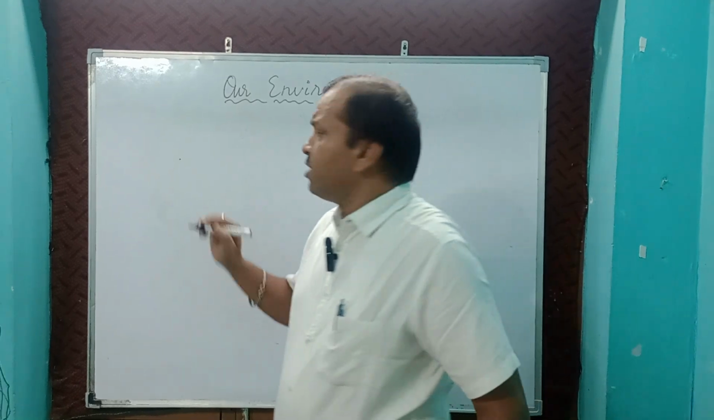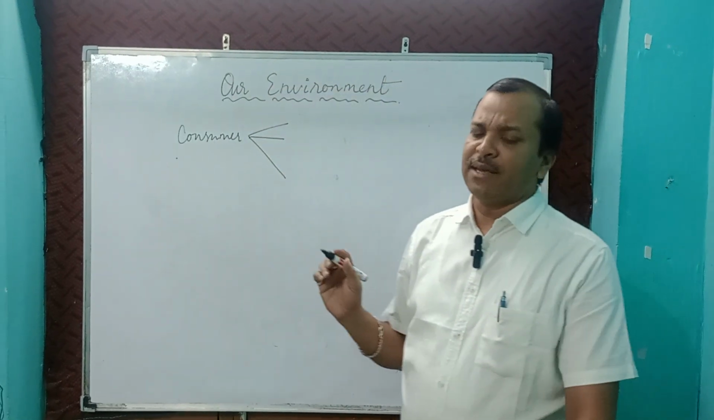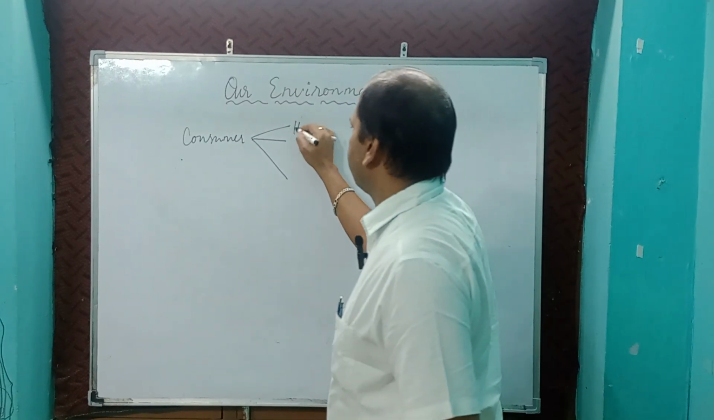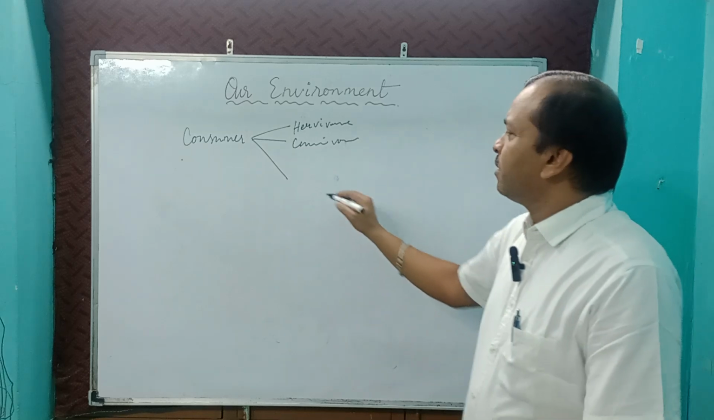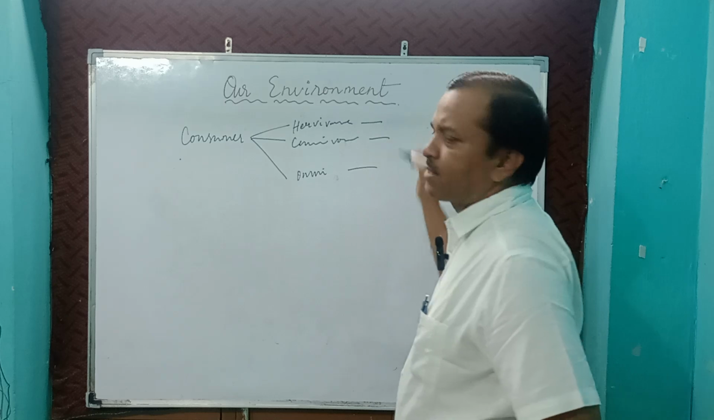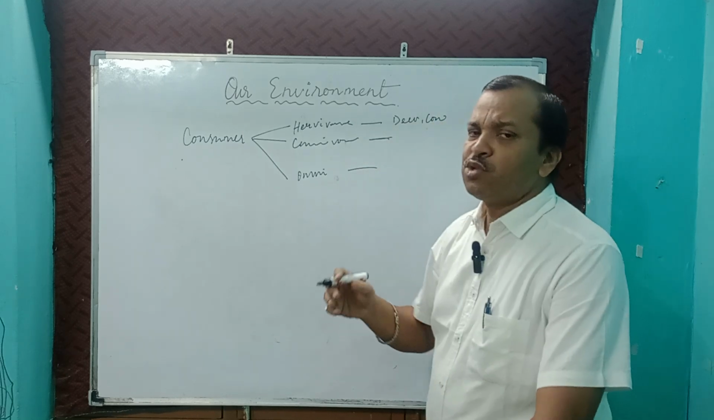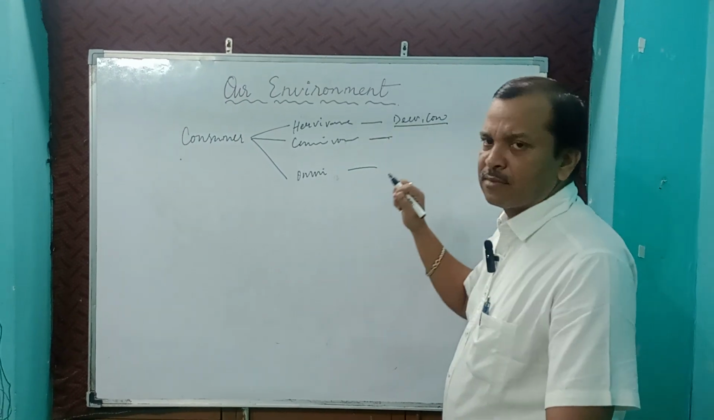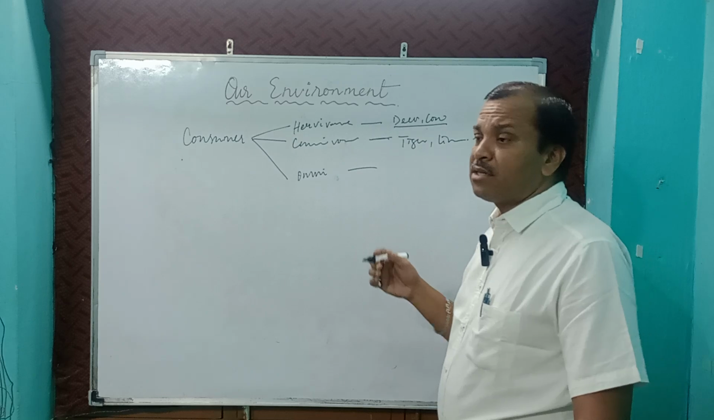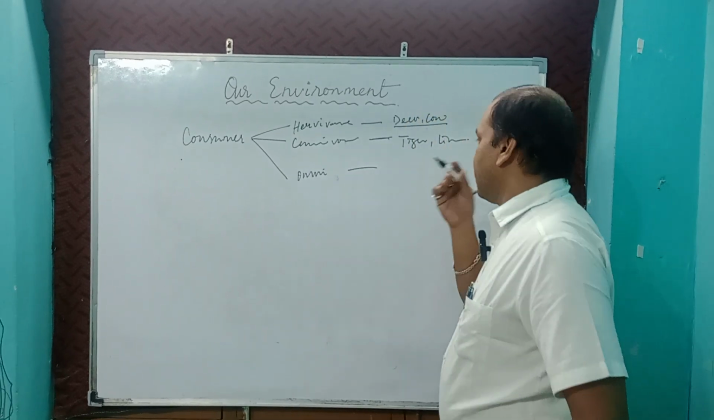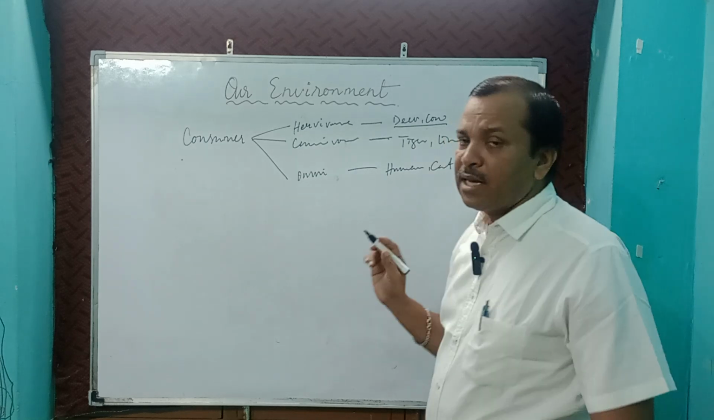Let us discuss consumers. How many types of consumers are there? Consumers are again three types: herbivorous, carnivorous, and omnivorous. Herbi means those who eat herbs, like deer, cow, etc. Carnivorous are those who depend upon these types of animals, like tiger, lion, etc. Omnivorous means those animals who can eat both plants as well as animal flesh, like human beings, cat, dog. They can eat both. Clear?